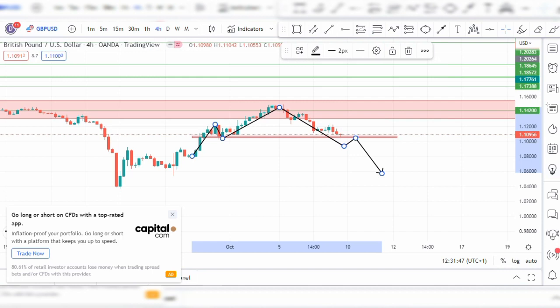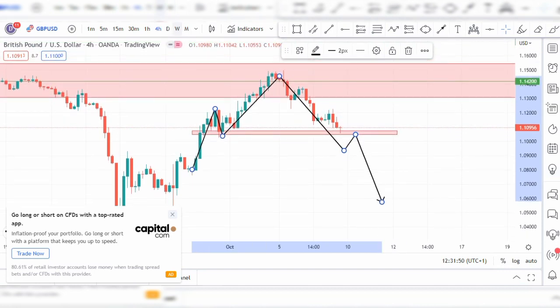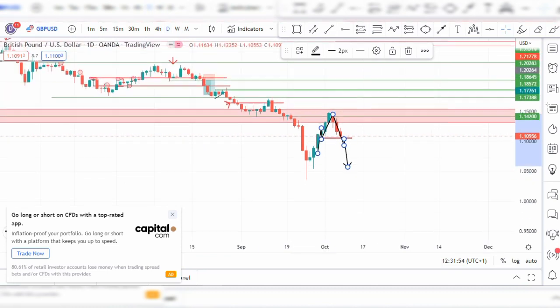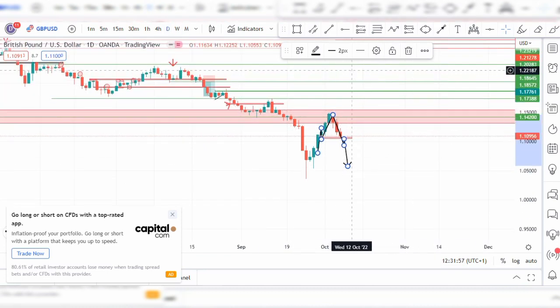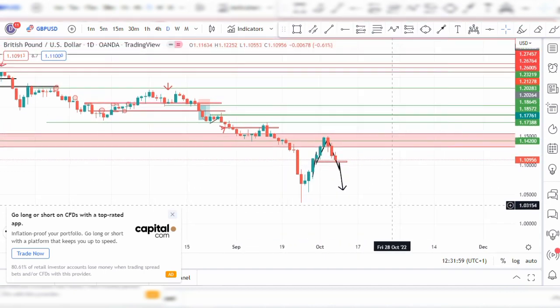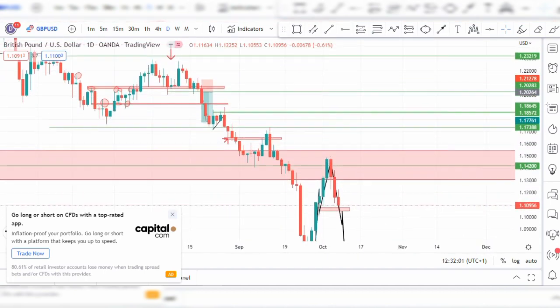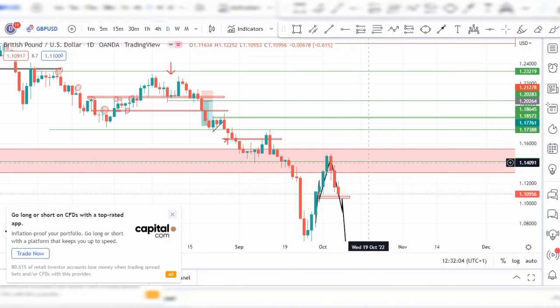If I'm going to buy GBPUSD at all, again, it will be if this area here is broken to the upside and price closes above it on the daily time frame. Okay, but as long as price is below this area here, right, this resistance area around the 1.142 area, then I would only be looking for my sell trade for GBPUSD and not any buy trade at all.